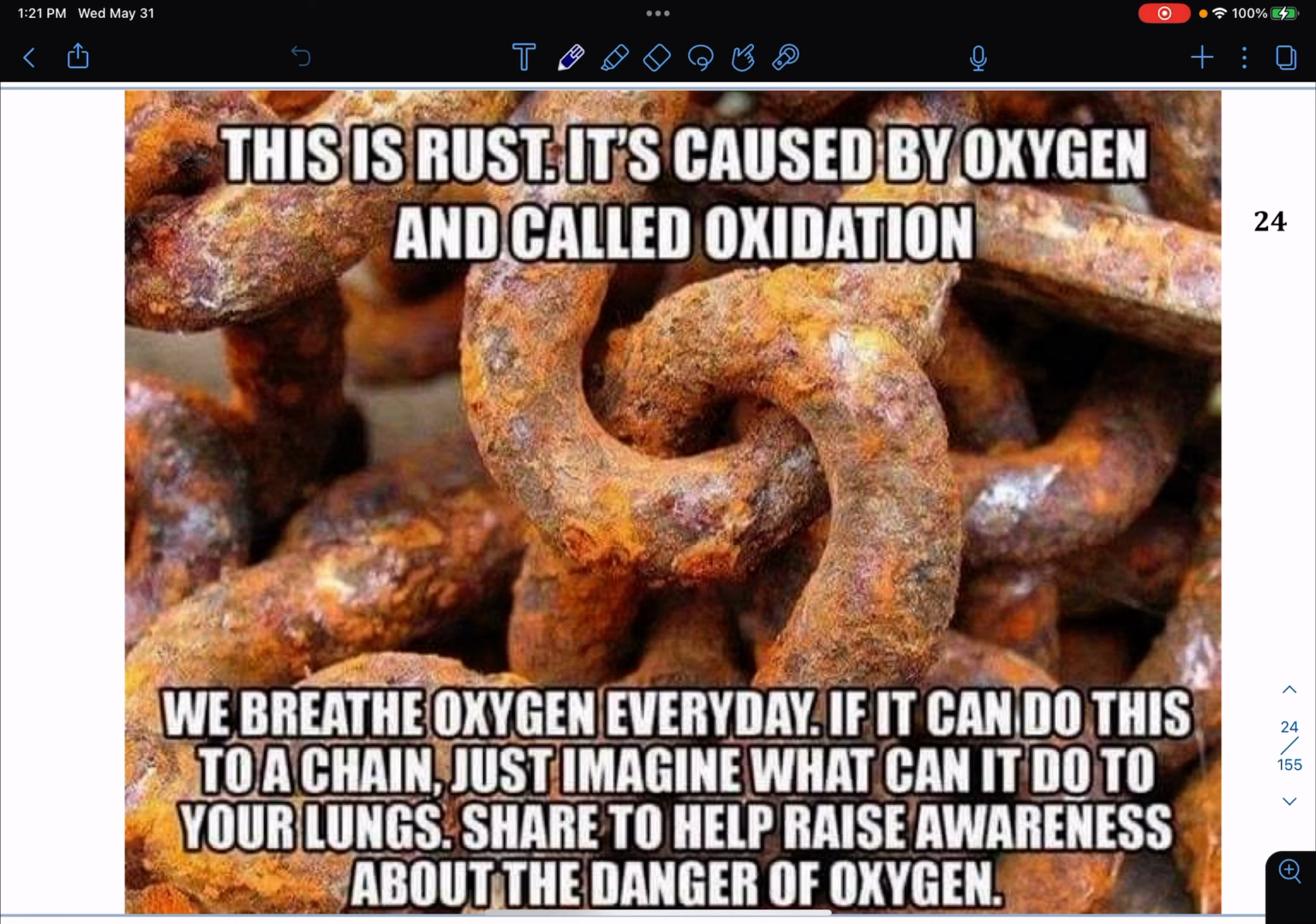But to act like just because oxygen can destroy these chains made of hard metal, that somehow it will be much worse for our lungs, is a false equivalence. This conclusion, that it would be worse for our lungs, is based on false reasoning. But the author is hoping you don't understand that oxygen reacts very differently with our lungs than it does with metal. An understanding of chemistry would help us understand that.